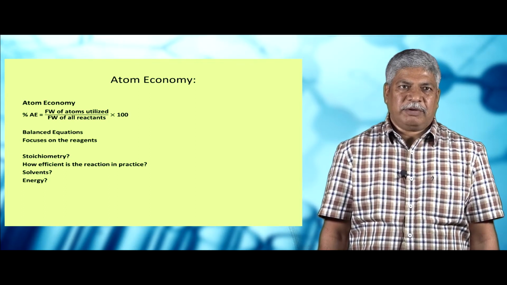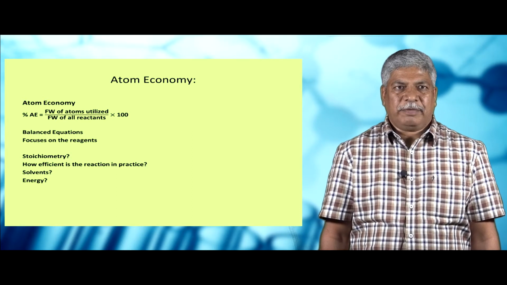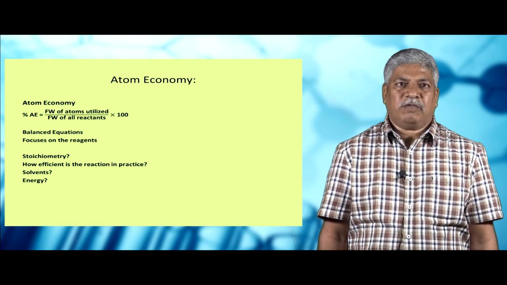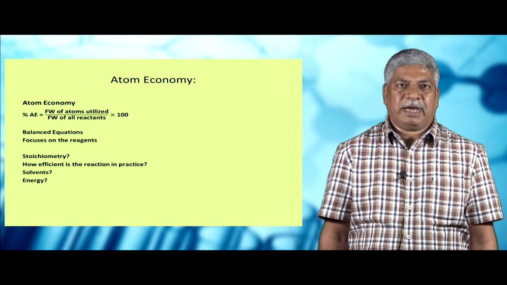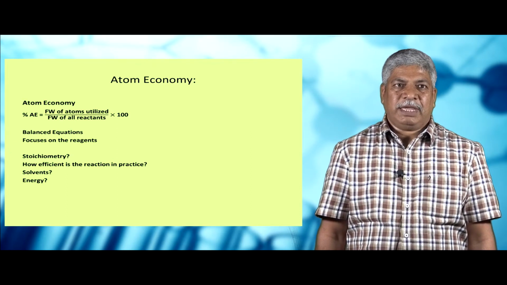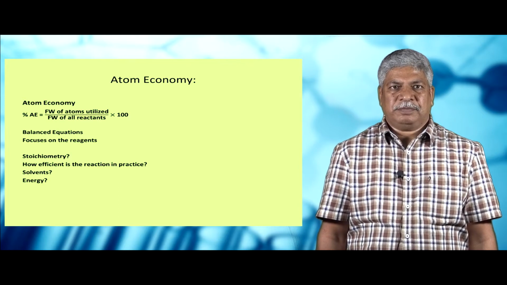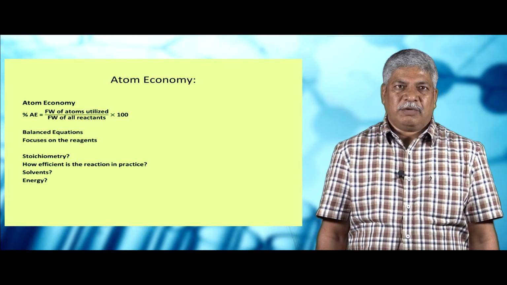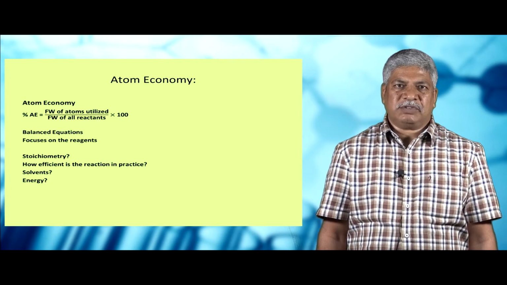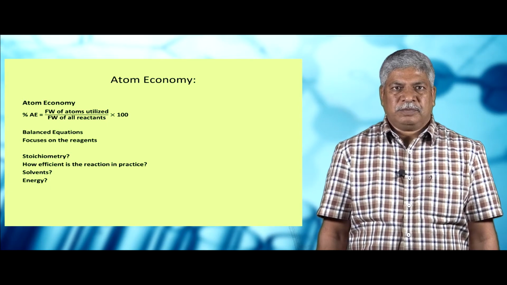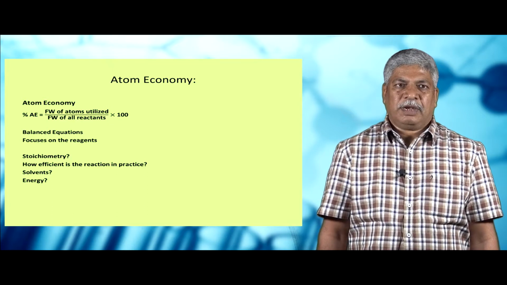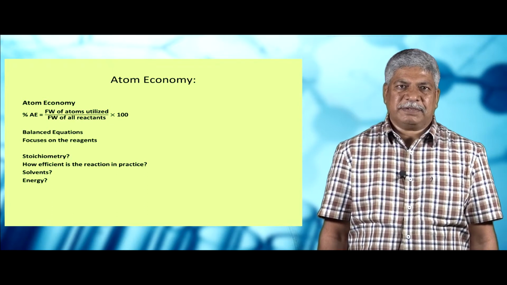The percentage atom economy is equal to the formula weight of all atoms utilized divided by the formula weight of all the reactants, multiplied by 100. To do this, we need a balanced equation. We have to consider all the additional reagents and all the additional products formed. So it focuses on all the reagents, and we may know the stoichiometry of the reaction and how efficient the reaction is in practice.